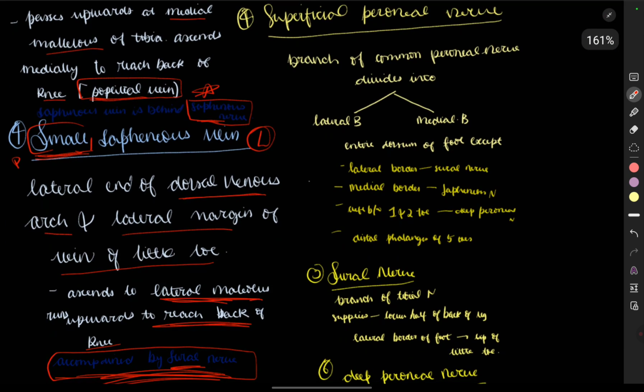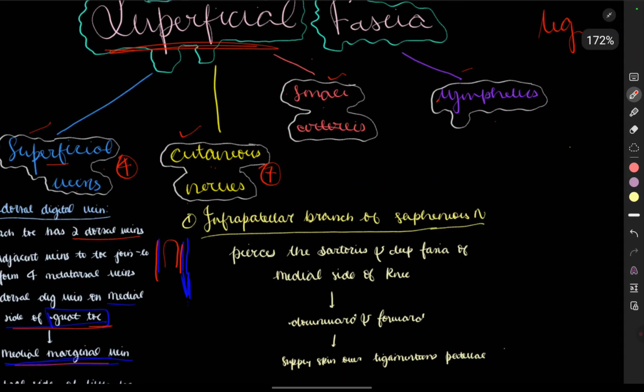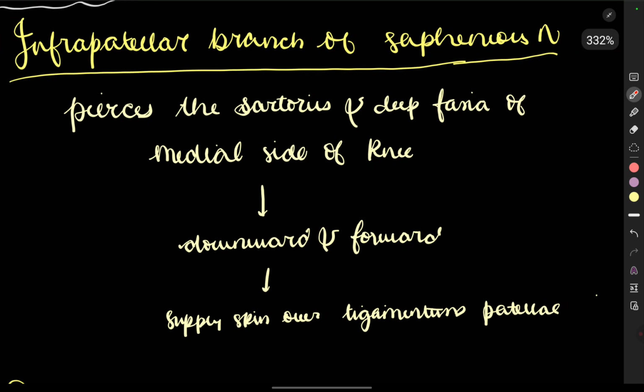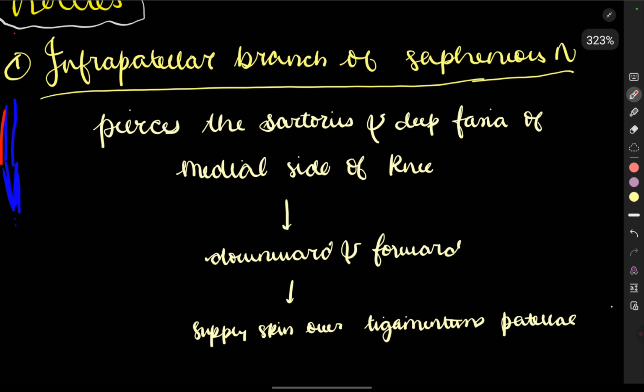So this is about the superficial veins. Now we're going to see the cutaneous nerves, or the superficial nerves. We have the infrapatellar branch of the saphenous nerve. If you haven't checked out my video on the branches of the saphenous nerve, please check out that video.